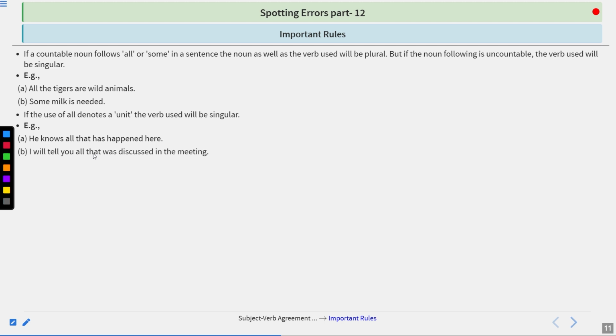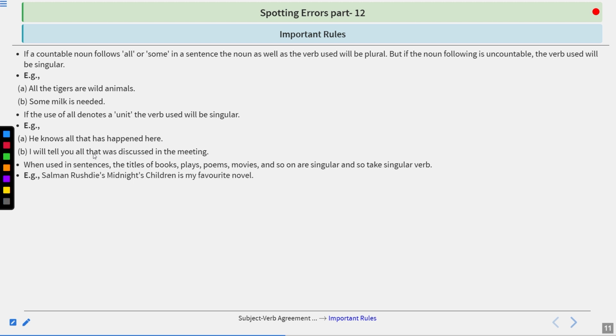I hope you understood. When used in sentences, the titles of books, plays, poems, movies, and so on are singular, and so take a singular verb. Salman Rushdie's Midnight's Children is my favorite novel. So we have used a singular verb here.